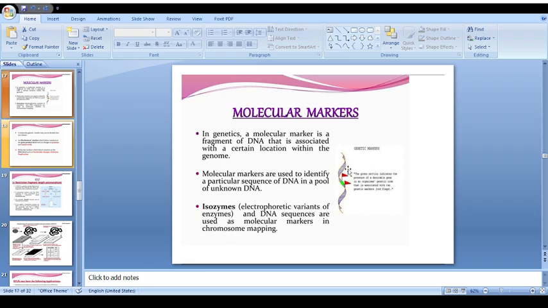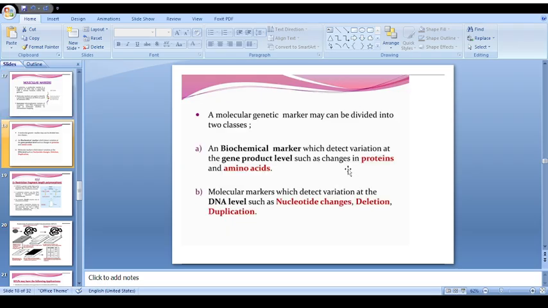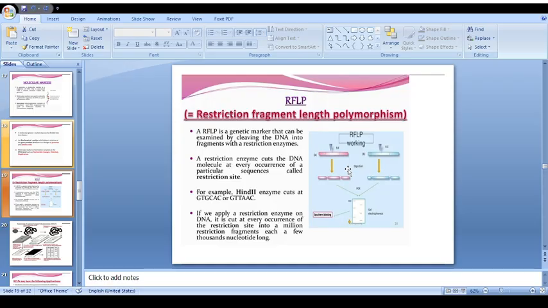So these molecular markers are fragments of DNA that are associated with certain locations in the genome that we are able to identify. How to identify these molecular markers? In the case of DNA, we already know very well. The first and foremost technique of molecular markers is RFLP. RFLP is a genetic marker, that is, restriction fragment length polymorphism. It's a genetic marker that can be examined by cleaving the DNA into fragments with the help of a restriction enzyme.